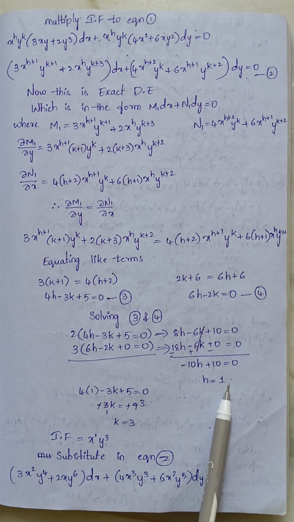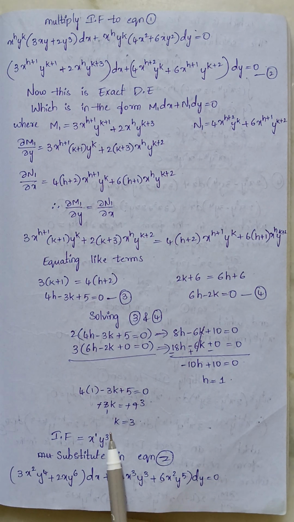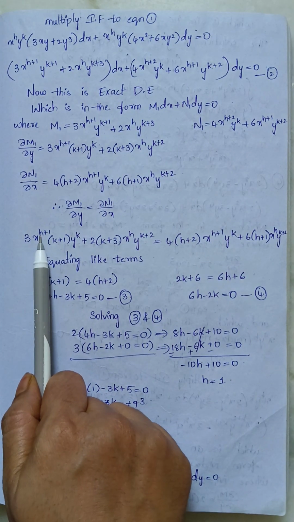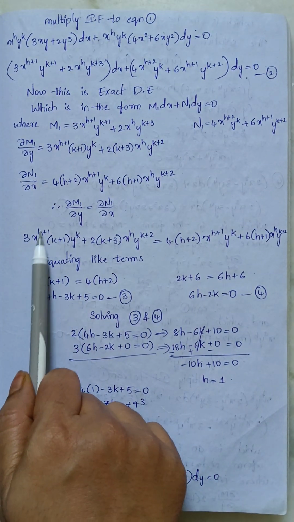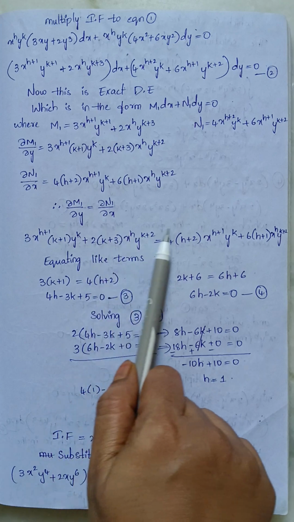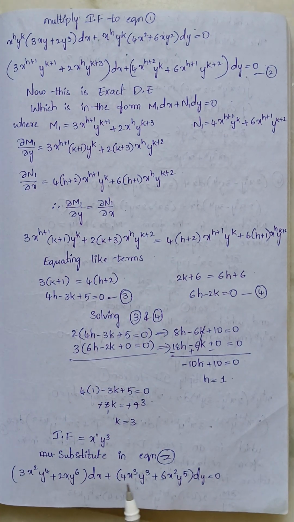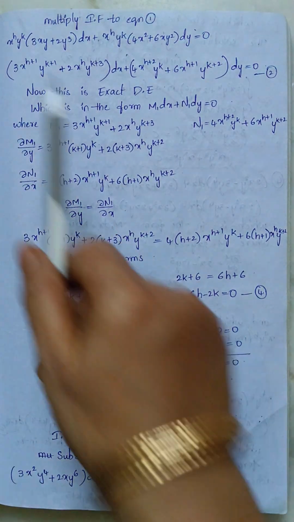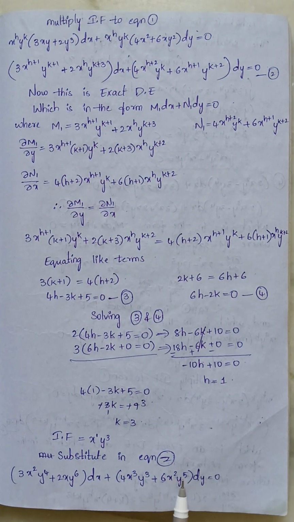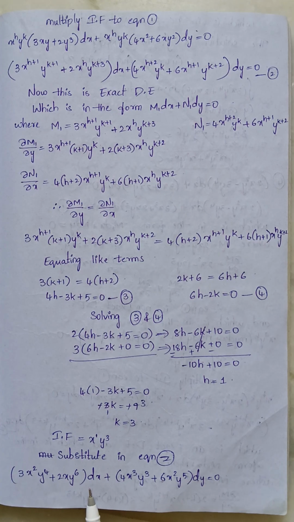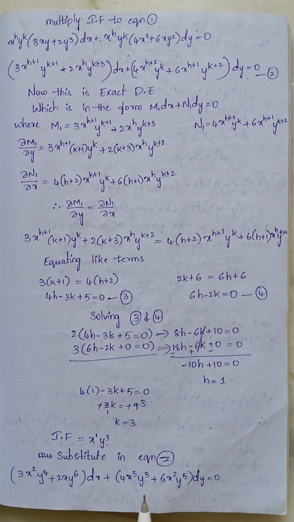Now substitute h equal to 1, k equal to 3, multiply with this, or you can substitute h equal to 1 here, k equal to 3 here. Then the equation will be like this, right? Here h equal to 1, k equal to 3, you are substituting here, then the equation will come like this. Again dou M1 by dou y equal to dou N1 by dou x. So the solution will be what?